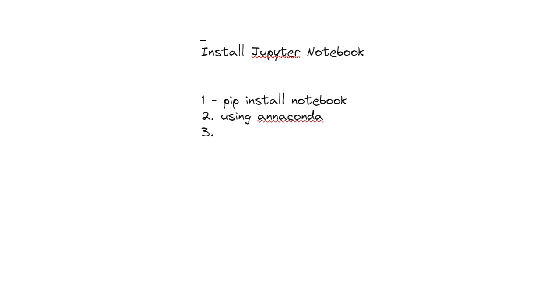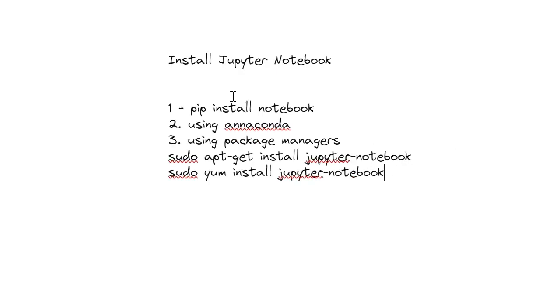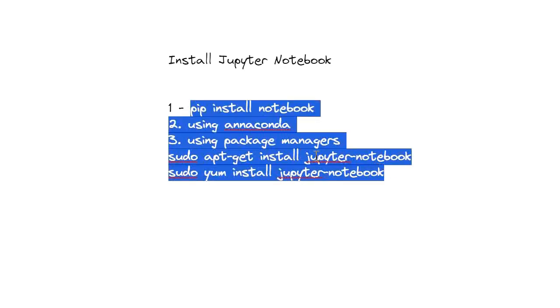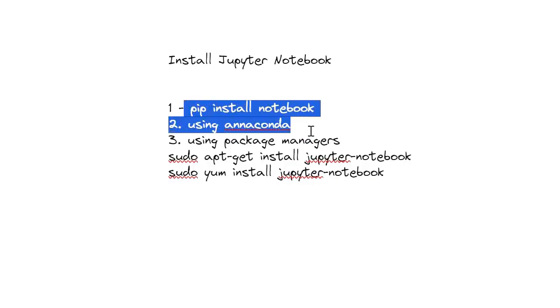The third way is by using package managers. By using the package managers, you can install Jupyter Notebook on Linux, and this is the command you can use to install the notebook: sudo apt-get install jupyter notebook. You can use this command, or you can use this one too. So these are the three ways to install Jupyter Notebook. Currently I have Windows, so I won't be able to show this one, but we can definitely go through these two options.